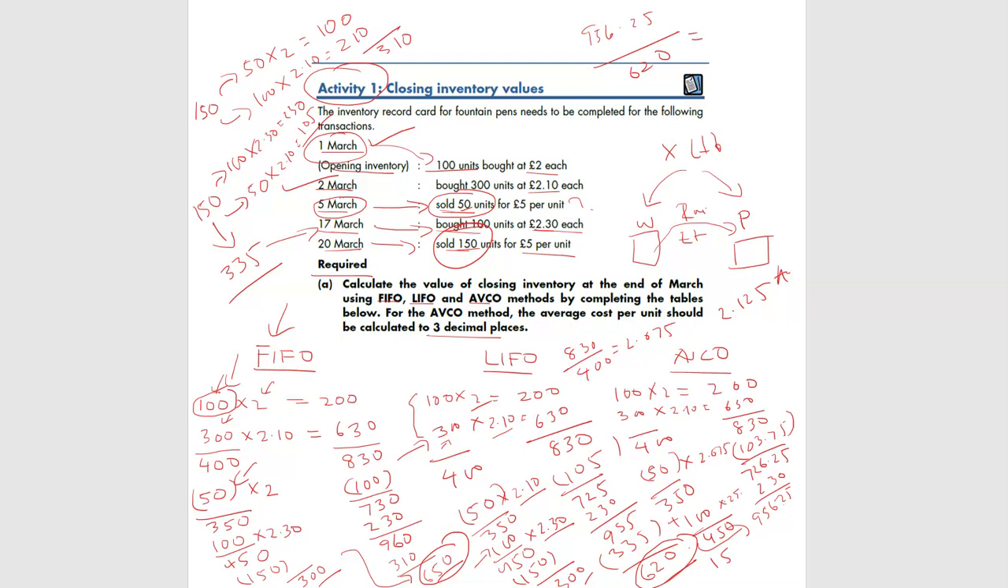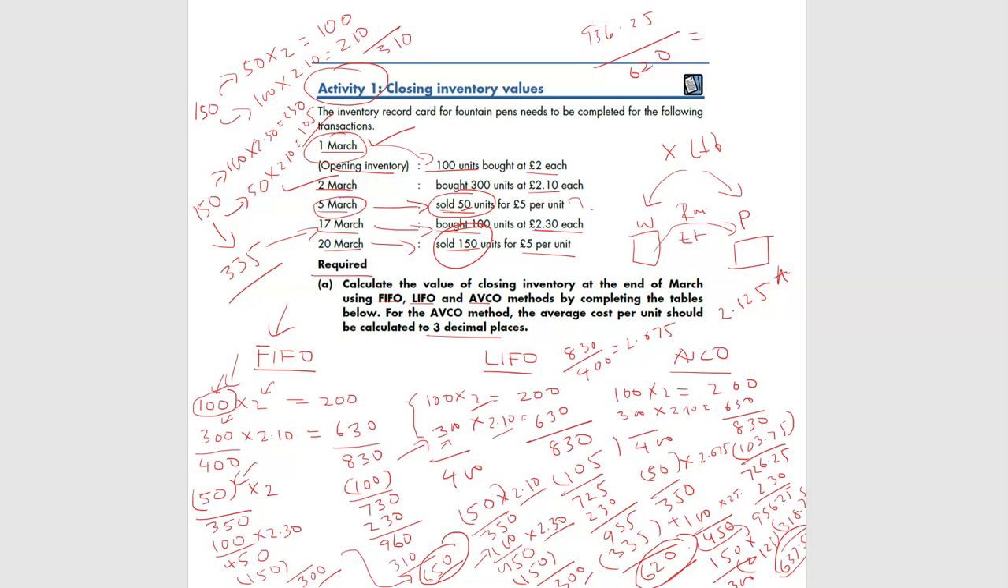So times 2.125, that gives me 318.75. So that will give me the difference. So the difference will be the unit 300, and here the difference will be 637.50. That's it. So you can see here now, because of the different inventory valuation, it just changed.